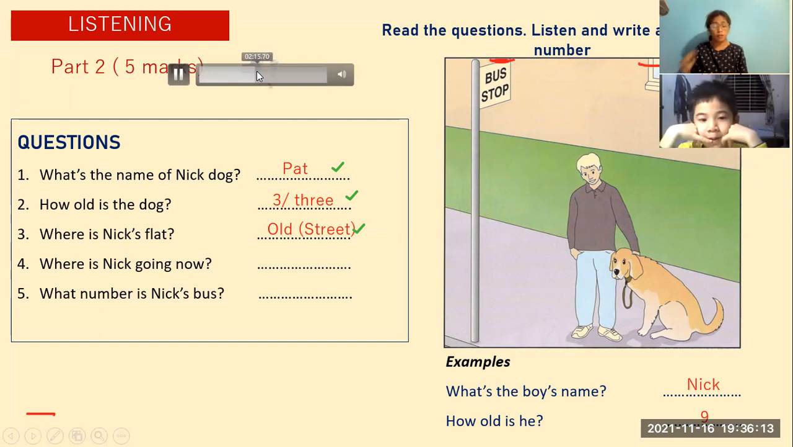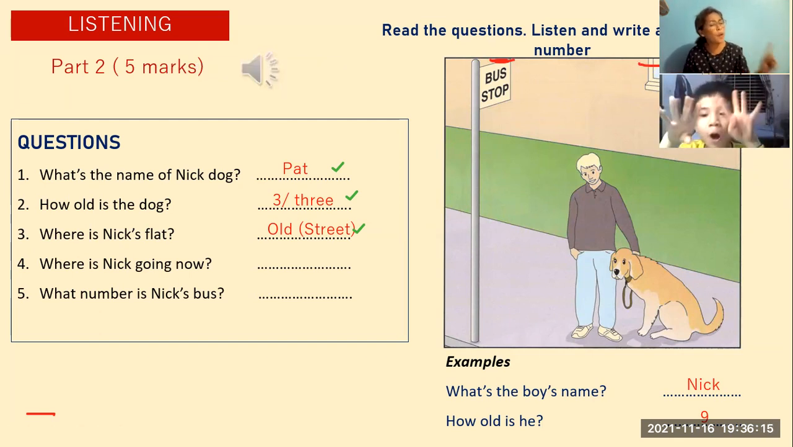Four. And where are you going now? We're going to Green Park. Sorry, is that G-R-E-E-N? Yes, that's right. It's the color green.